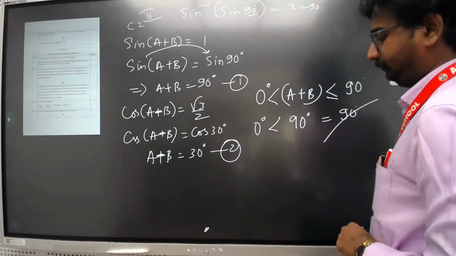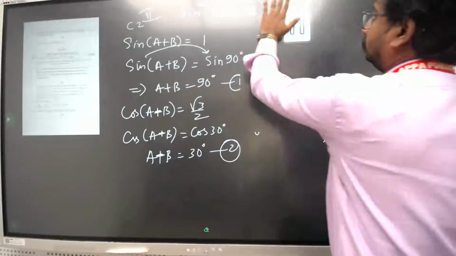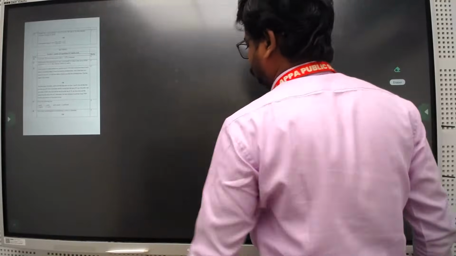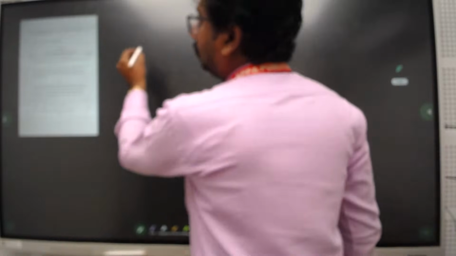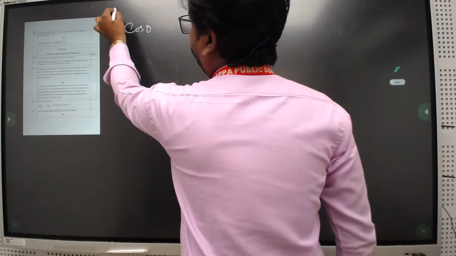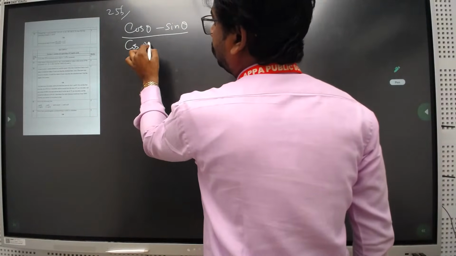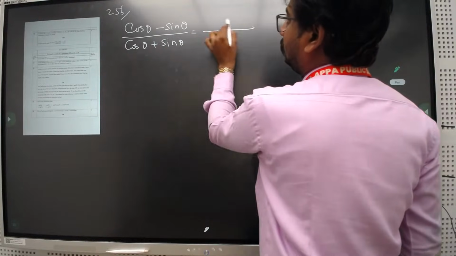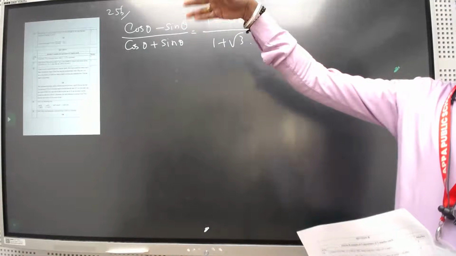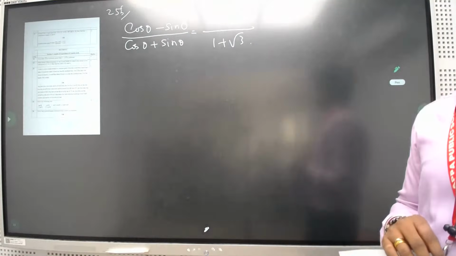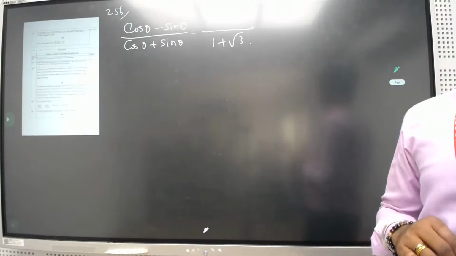Now we'll do the second one. Given cos theta minus sin theta divided by cos theta plus sin theta is equal to 1 minus root 3 by 1 plus root 3. One method is cross multiply. Another method, I am simplifying in such a way that I can equate the LHS and RHS.